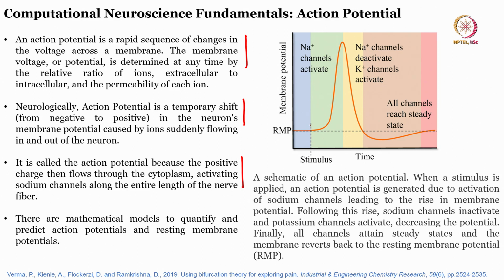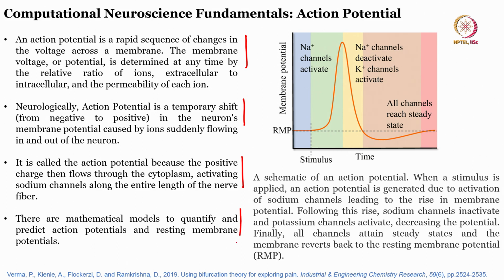That is why it is the action that creates the potential. You can see in this particular case, when you apply the stimulus, the sodium channels get activated, then the sodium channels get deactivated and the potassium channels get activated, and then all channels reach a steady state, right? This is the action potential, or you can say membrane potential, that we can see in this particular image. When this happens, the entire length of the nerve fiber gets activated. There are many mathematical models to quantify and predict action potential and resting membrane potentials. We will not go into detail of these models.